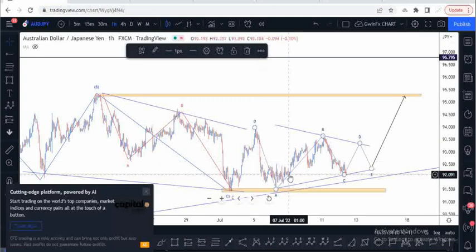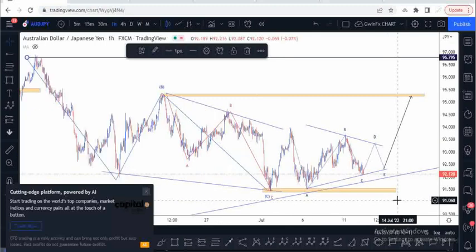That's the best thing I'm going to be sharing with you, and I think it's best to plan for this one here using the Elliott wave concept.